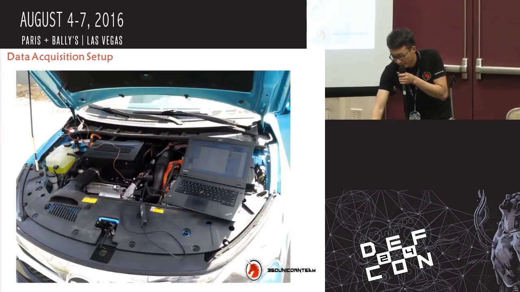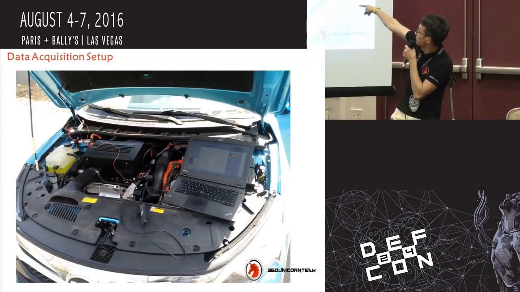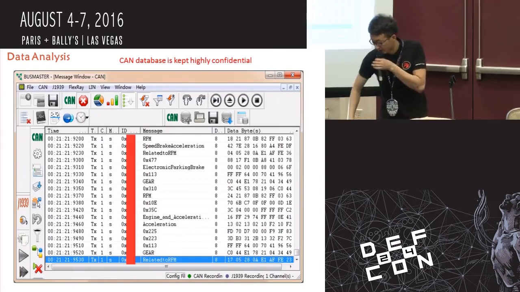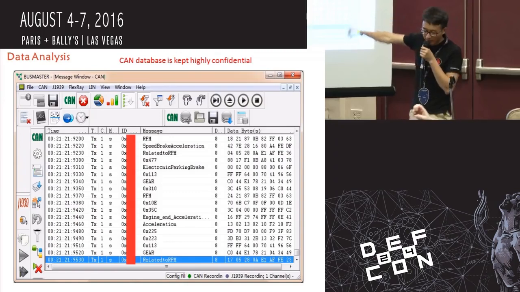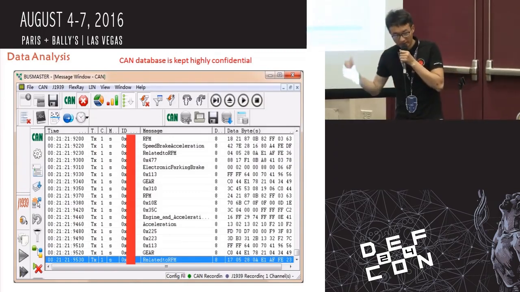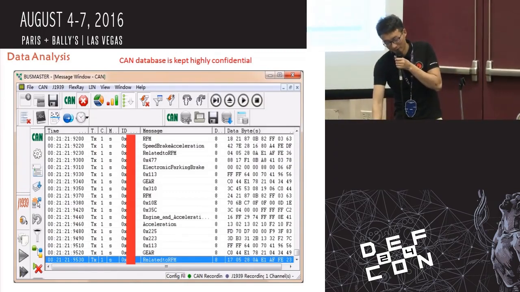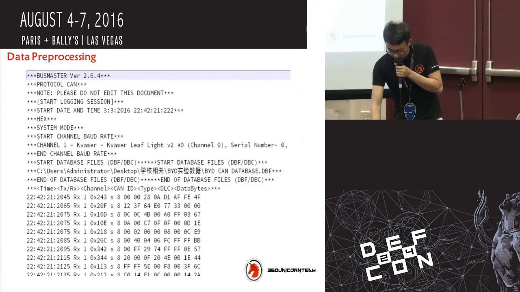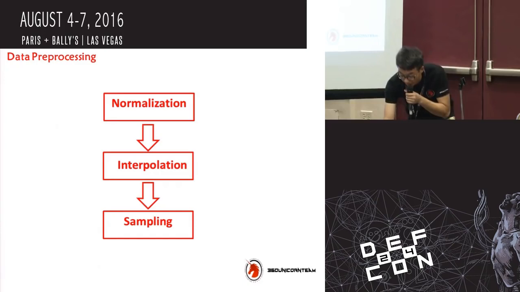So this is data acquisition from the engine CAN. I use a computer and an interface device to acquire the data. This is the reverse engineered result. I masked this to avoid problems with the manufacturers. This is the raw traffic from the CAN packet capture tool. It's called Busmaster. It's open source. You could try this at home.